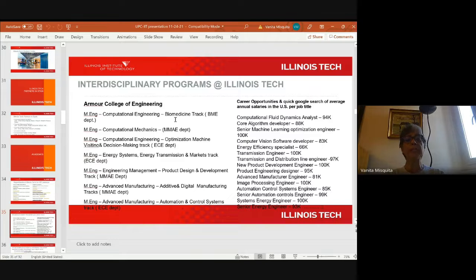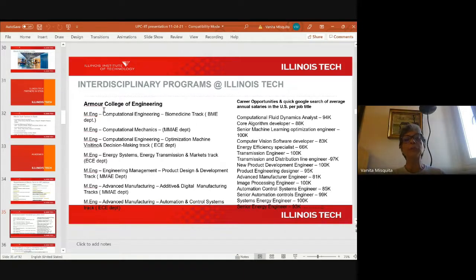By each of these, I've posted the career opportunities listed on our website for each of these interdisciplinary programs to help you get an idea of what kind of jobs you could look for in the United States. I also did a quick Google search of the average annual salary in the US per job title. It's not a very scientific way of looking, but just out of curiosity and to get an idea.